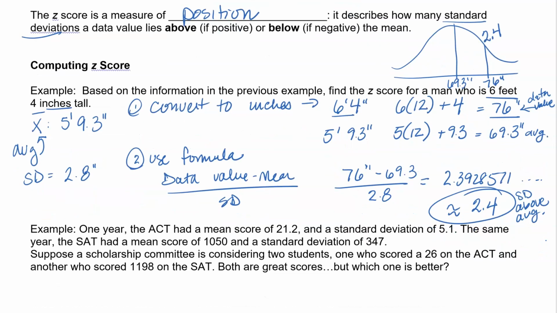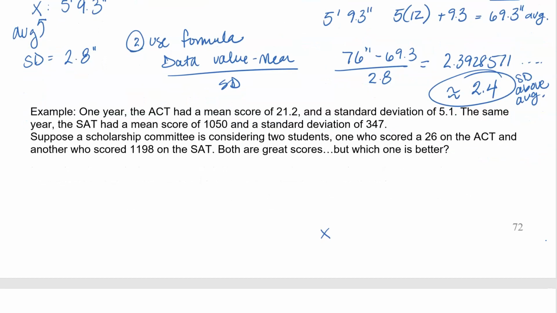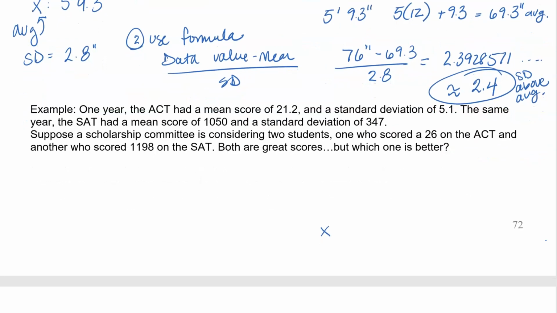Okay, let's do another example. One year the ACT had a mean score of 21.2. I'm just going to jot this down as I read it. The mean is 21.2 with a standard deviation of 5.1. The same year, the SAT had a mean score of 1050 with a standard deviation of 3.5.